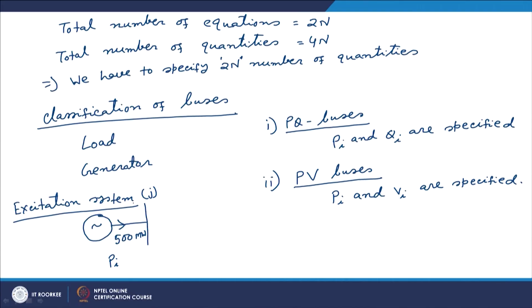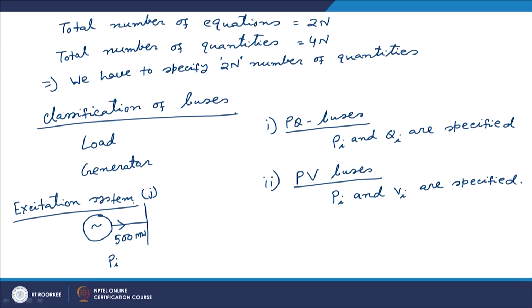Of course, a generator cannot maintain the voltage magnitude at its terminal at any value, because after all, any excitation system has certain limits; it really cannot produce infinite values of the field current. So depending upon the maximum or minimum amount of field current which can be produced by the excitation system, a generator can maintain the voltage at its terminal within a certain zone. But within that zone, any generator is able to maintain its voltage at its terminal at a particular value.